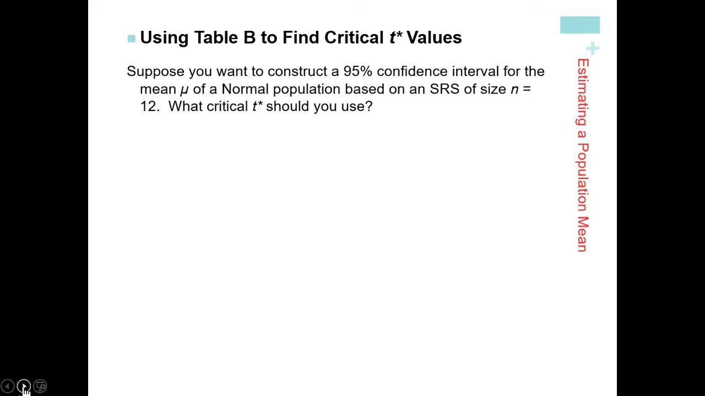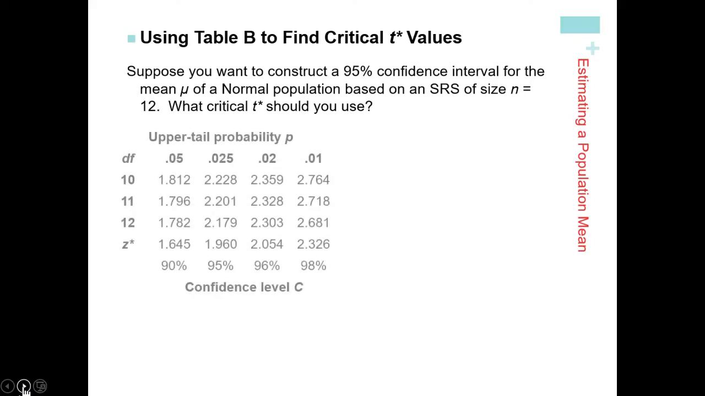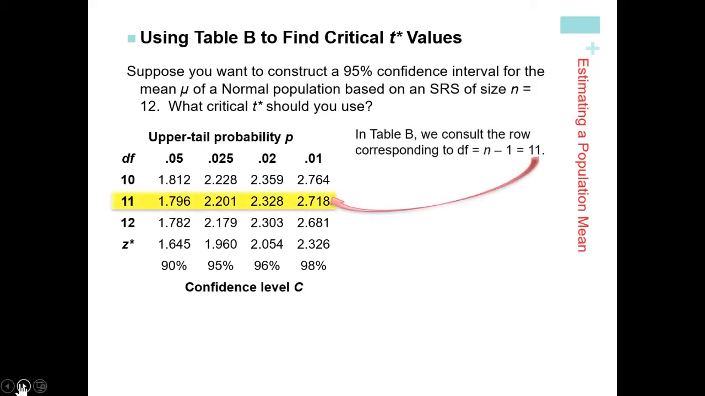So, a 95% confidence interval for the mean based on a simple random sample of size n equals 12. What critical value should you use? This is what your table is going to look like. The rows are going to be degrees of freedom, and then the columns are going to be either probabilities or confidence levels, depending on what you're looking for. Since we have 12 as our sample size, and minus 1 is our degrees of freedom, we want 12 minus 1, or 11 degrees of freedom.